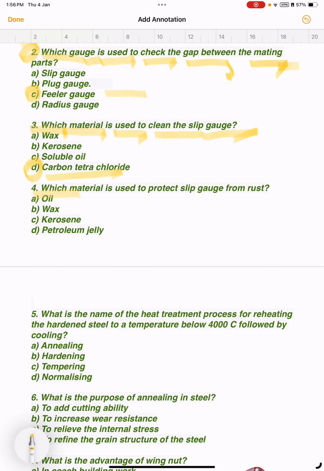Which material is used to protect the slip gauge from rust? A, oil. B, wax. C, kerosene. D, petroleum jelly. This one is the answer: petroleum jelly.